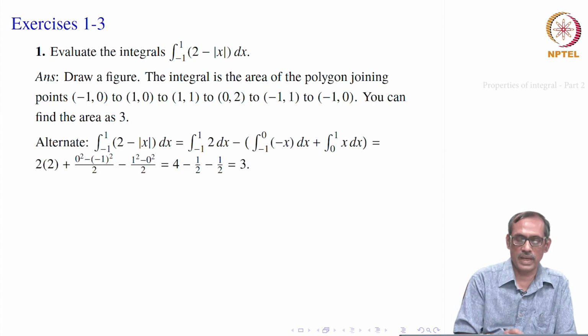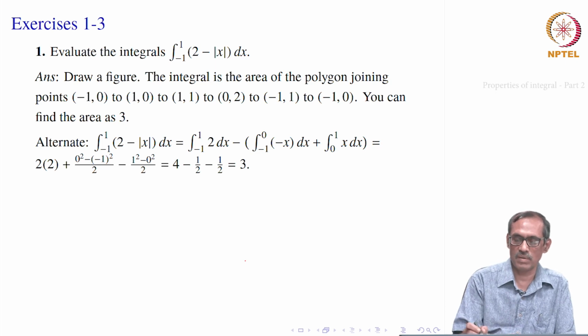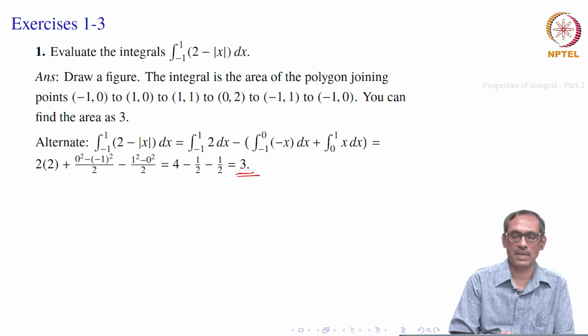You can also do it directly through integration. Integral from minus 1 to 1 of 2 minus mod x dx equals integral from minus 1 to 1 of 2 dx minus integral from minus 1 to 1 of mod x dx. Now, integral from minus 1 to 1 of mod x dx, we can break into 2 integrals, minus 1 to 0 of mod x and 0 to 1 of mod x. In minus 1 to 0, mod x becomes negative x. So, it is minus x, and in 0 to 1, mod x is x. Now, if you just evaluate them using our earlier formula, you also get back the answer as 3.